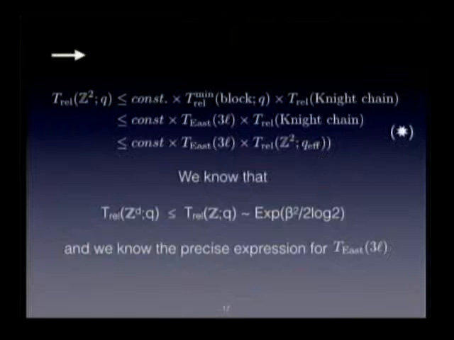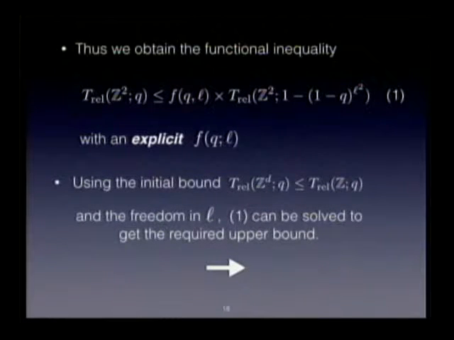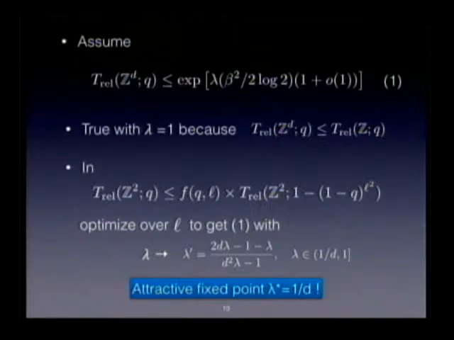So it's like a starting point for some computation. Okay, so in a sense, at the end of the day, what one proves is a functional inequality of the form that the relaxation time with parameter q is some explicit function of q and the size of the block times the same quantity with this new q that depends on L. Okay, and this function is rather explicit. Okay, so this you solve. Okay, and here is the solution.